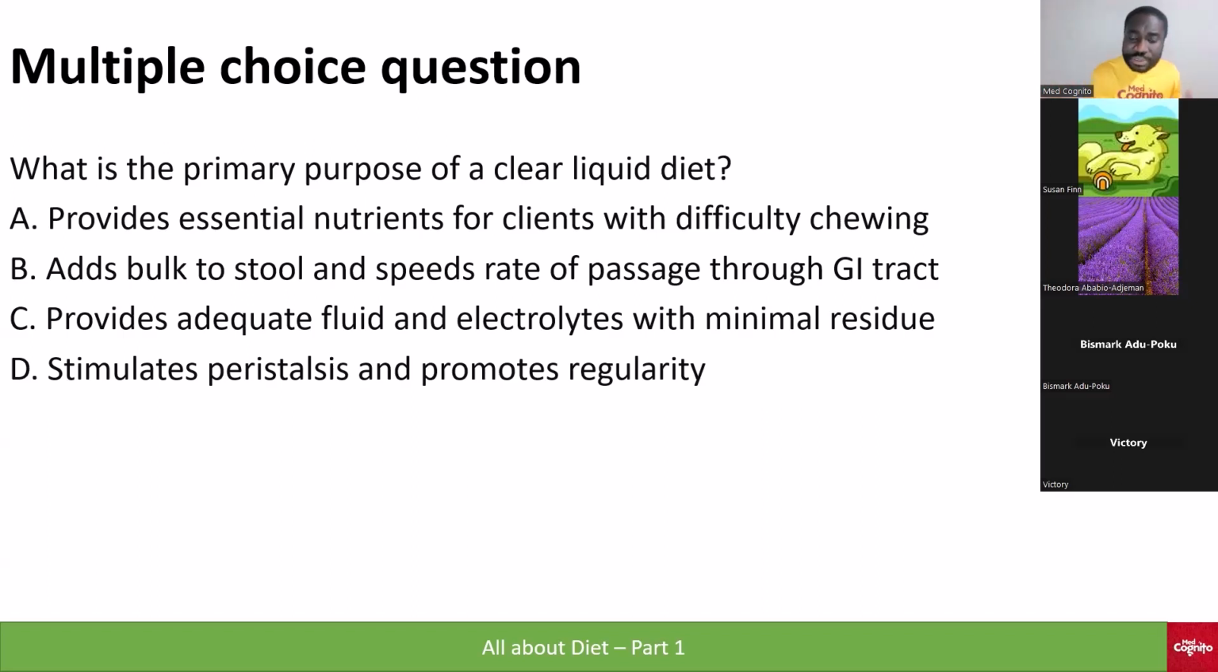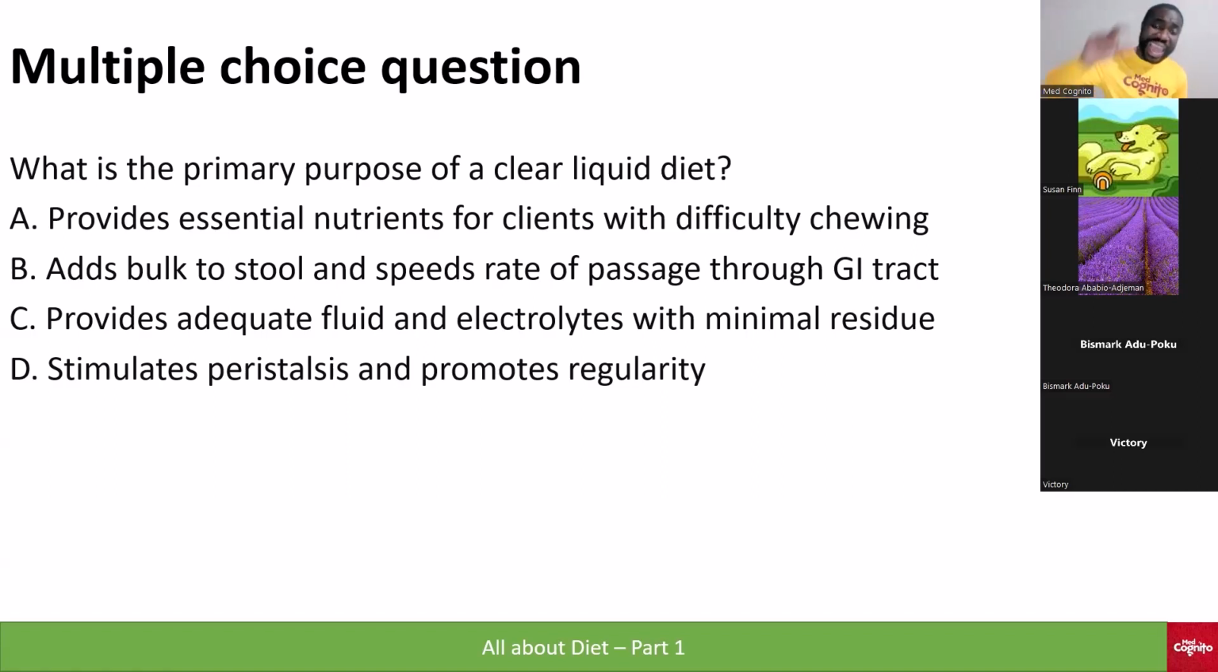Now let's apply the concepts in an exam situation. A, provides essential nutrients for clients with difficulty chewing. B, adds bulk to stool and speeds rate of passage through the GI tract. C, provides adequate fluid and electrolytes with minimal residue. And D, stimulates peristalsis and promotes regularity. So let me see the answers, my dear RNs are writing. Looks like everyone is going for C. Anthony went for A. Anthony, we want to consider your decision again. A lot of your friends are going for C.